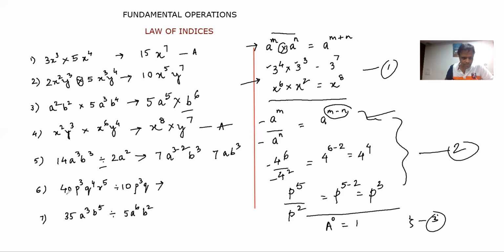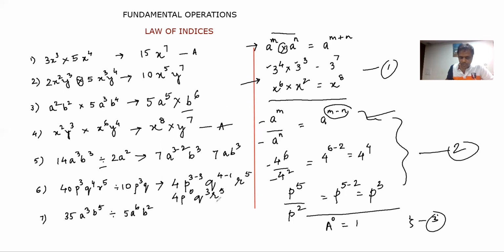Let's go and see this. Numbers will get divided. 40 divided by 10, 4. p cube, p cube. Again, let's see this. p, 3 minus 3, right? q, 4 minus 1, r to the power 5. Now, p 3 minus 3 is what? p to the power 0. q to the power 3, r to the power 5.